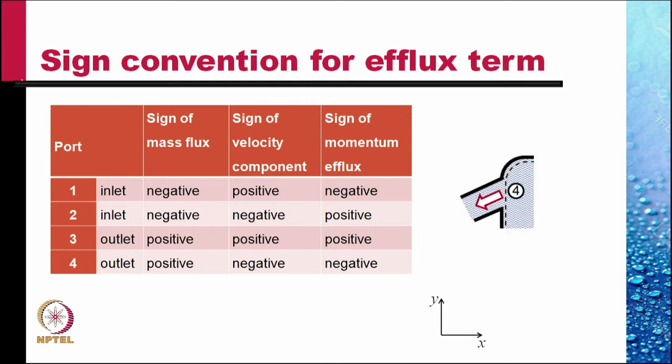But if the exit is like this, the sign of the mass flux is positive. The area vector is towards the left, the velocity vector is toward the left, and so the mass flux is positive and the velocity component is negative, so that the momentum flux has a negative sign. We'll follow this convention in writing all the momentum fluxes.